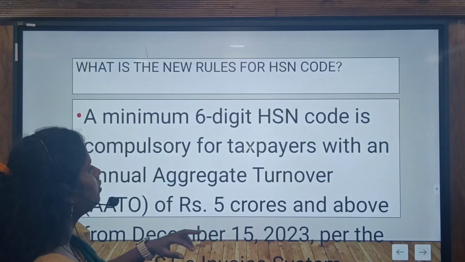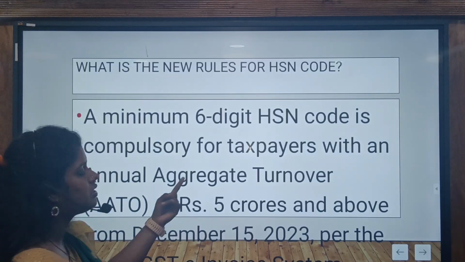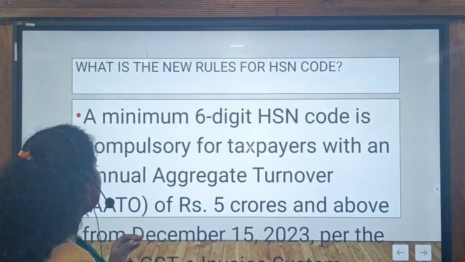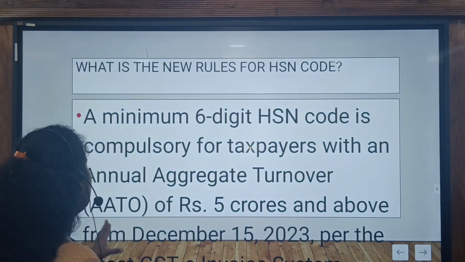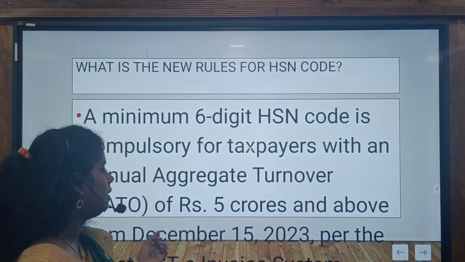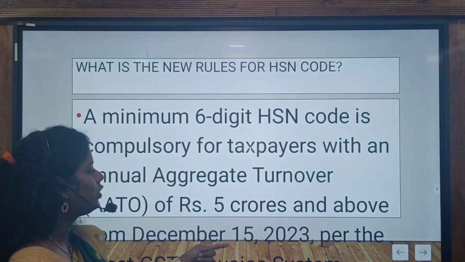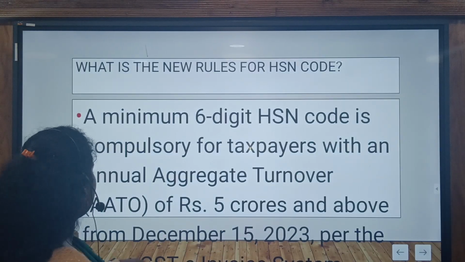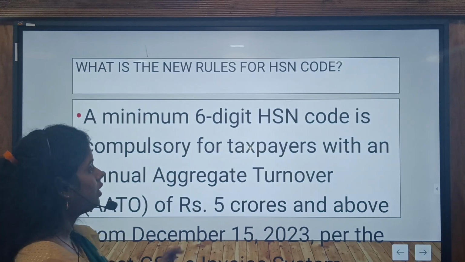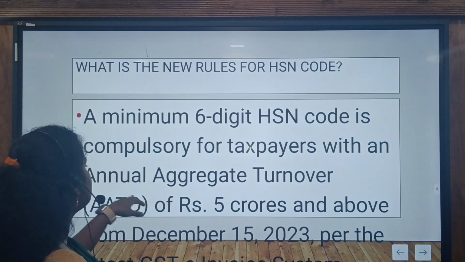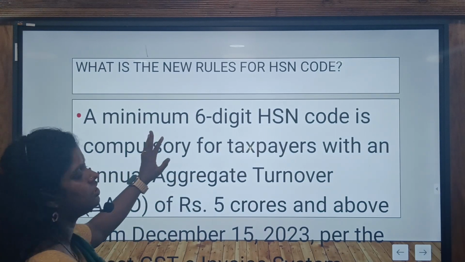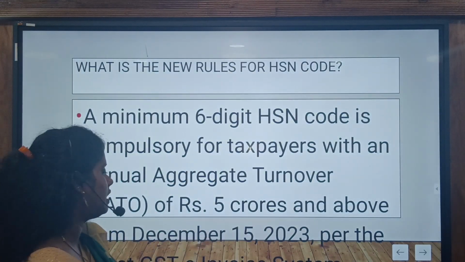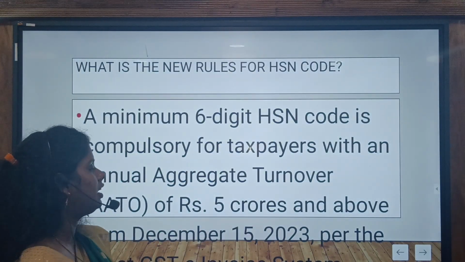So what is the new rule for the HSN code? A minimum 6-digit HSN code is compulsory for the taxpayer with aggregated turnover, AATO, which is the short form, of rupees 5 crores from December 15, 2023 as per the latest GST. So here they are telling that a compulsory 6-digit code must be there for the HSN code, and if it is going to be 5 crores, it is going to be filed in the invoice system.